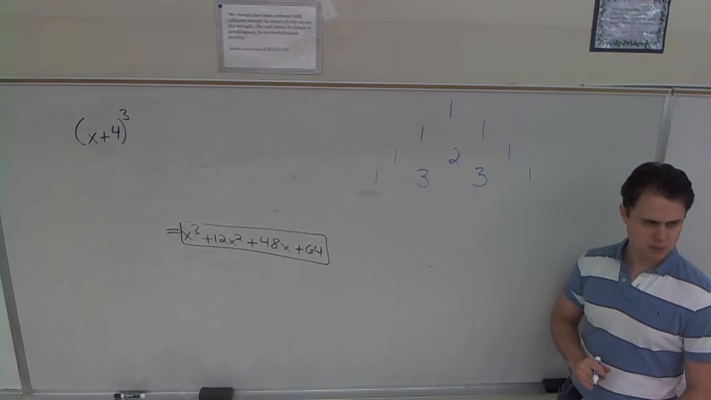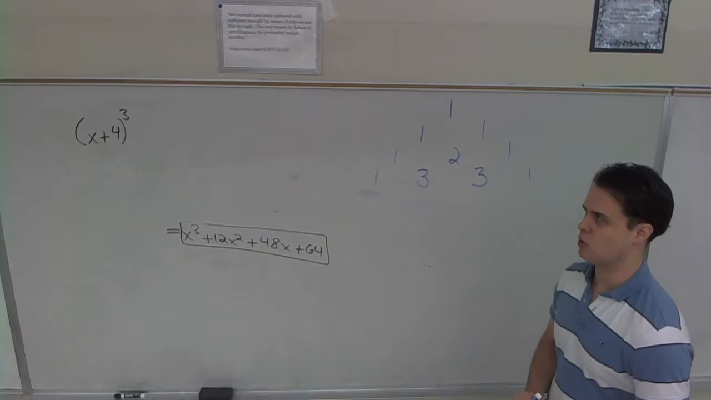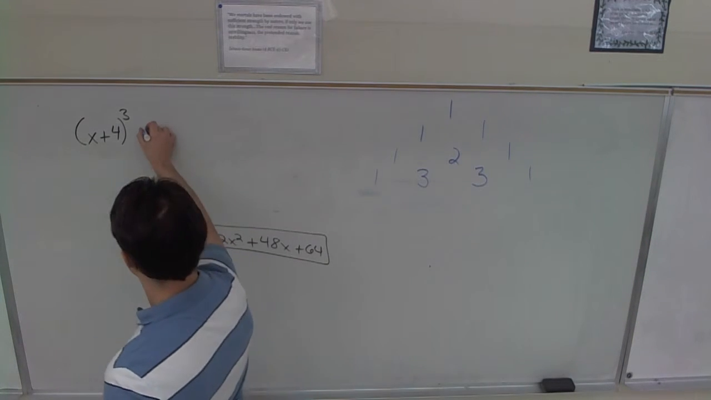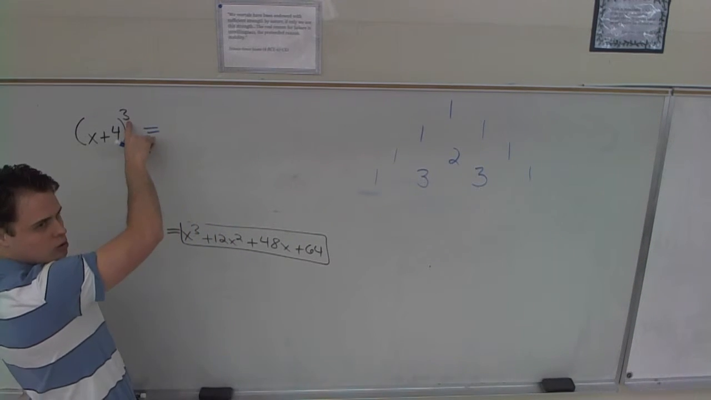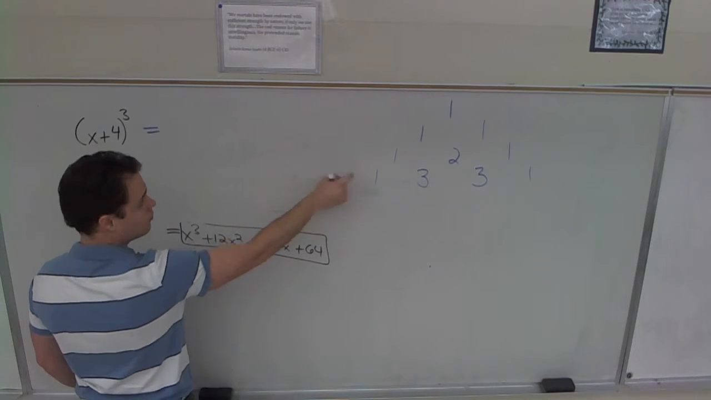Does that make sense? So let me show you how you're going to use this row. Here's how you do this. You pick the right row for the cubed. I pick this row.